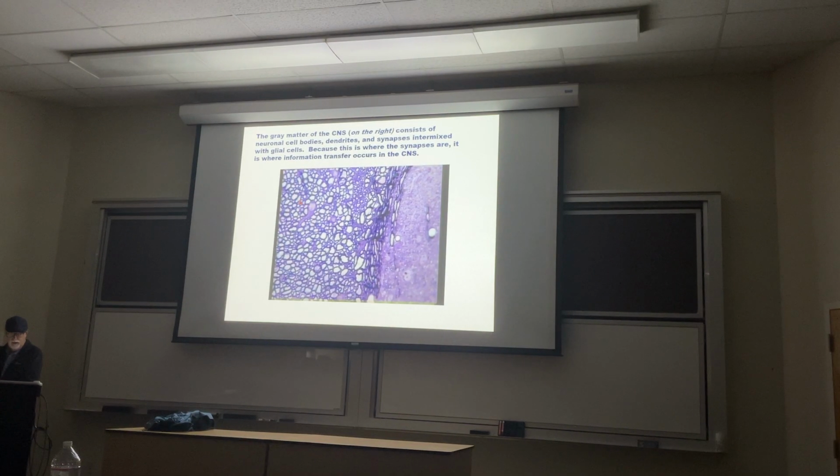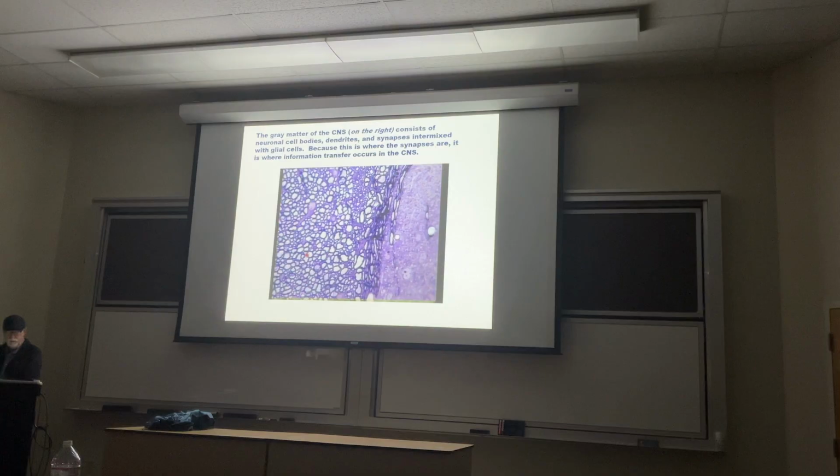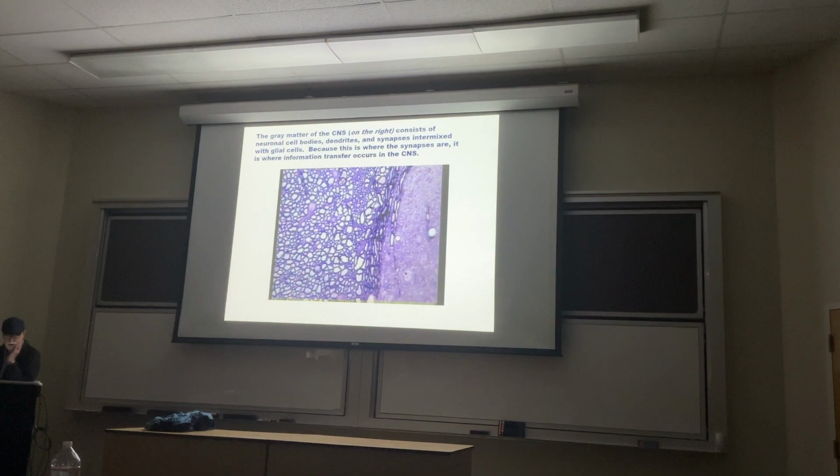So all these are axons surrounded by myelin. We've got a lot of myelinated axons here, in cross-section. Over here is the neuropil, that's the gray matter. So gray matter here and white matter over here.